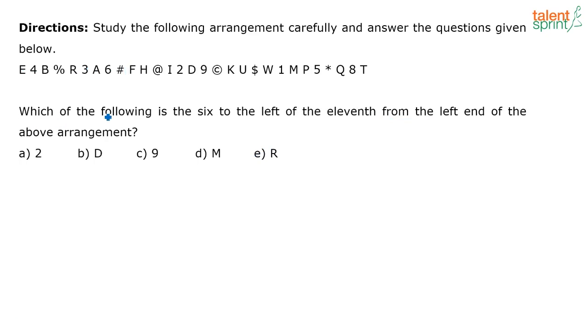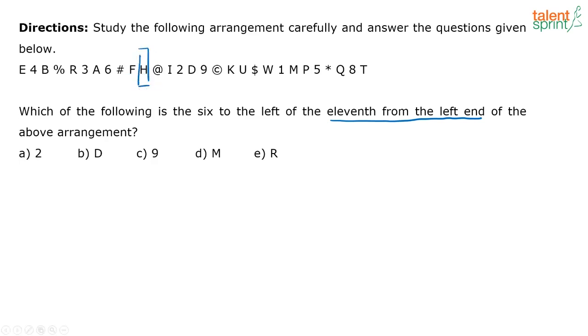Next one. Which of the following is the sixth to the left of the 11th from the left end of the above arrangement? So what are they asking you to find out? You have to find out which of the following is sixth to the left of the 11th from the left. So first find out which is the 11th element from the left, then find out the element which is sixth to the left of that. Okay, so how do you do it? See, 11th element from the left is 1, 2, 3, 4, 5, 6, 7, 8, 9, 10, 11. So 11th element from the left is H.